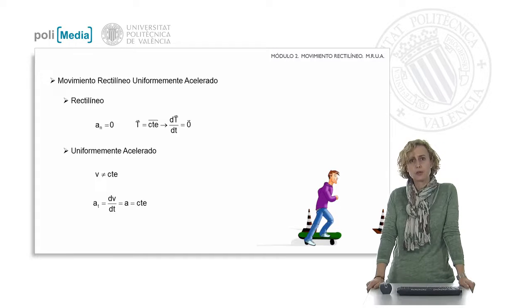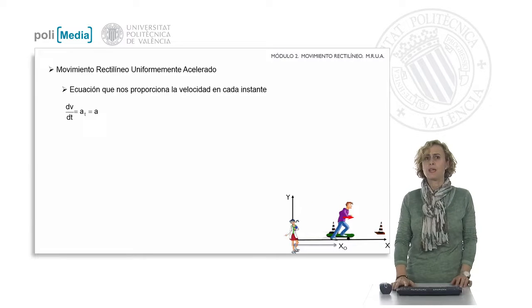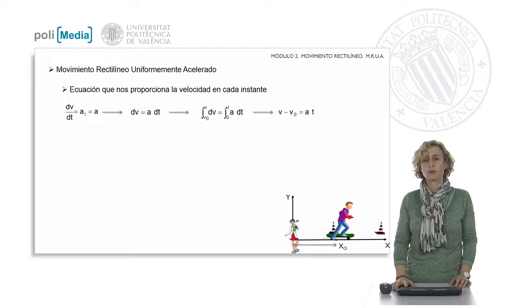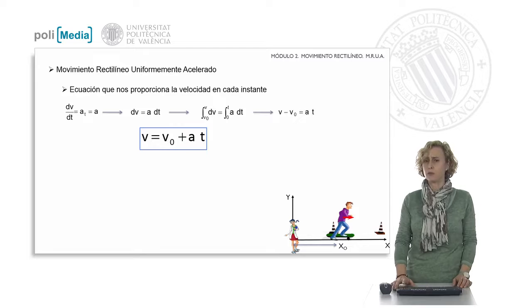Because it is rectilinear, the normal acceleration is 0. And because it is uniformly accelerated, we will consider that the variation of velocity with respect to time will be constant. That is, the tangential acceleration is constant and equal to a. Let's see the equation that gives us the velocity at each instant. We start from the expression that appears on the screen, separate variables, perform the integration as we normally do, and obtain the velocity as a function of time.